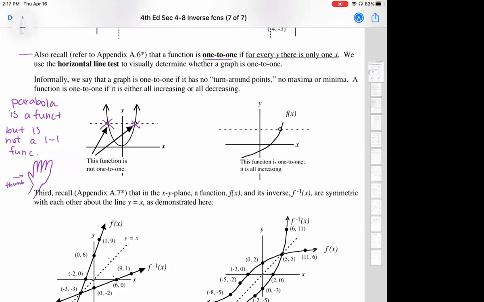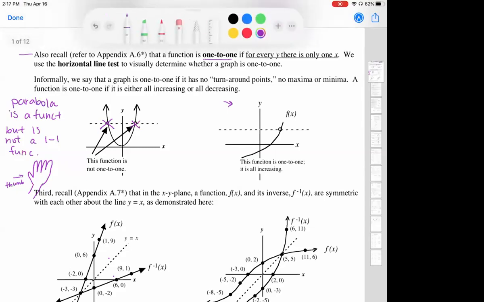And then we have another picture right here. Here we see it is a 1-to-1 function. So before it's a 1-to-1 function, it needs to be a function. And yes, it is a function because it passes the vertical line test. Okay, now is it a 1-to-1 function? Yeah, it's a 1-to-1 function because I can draw many horizontal lines and I will only cross my line once. I will not cross it more than once.